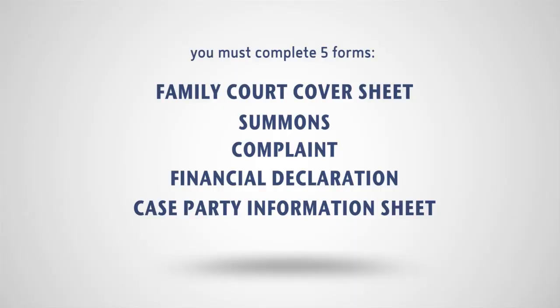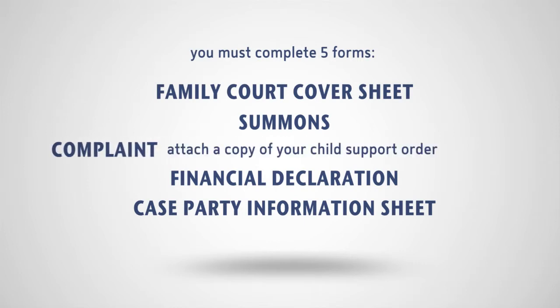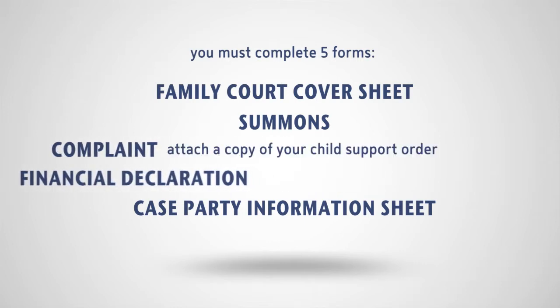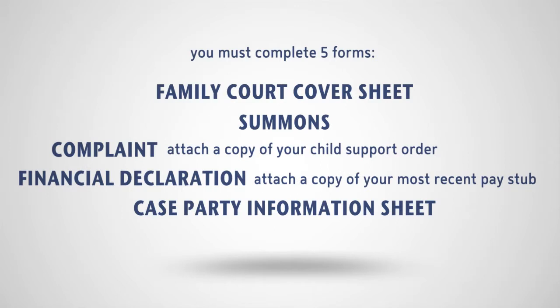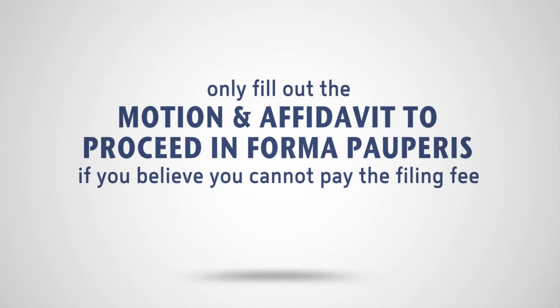So let's review. You must complete 5 forms: Family Court cover sheet, summons, complaint, financial declaration, and case party information sheet. If you are asking for a modification, you must attach a copy of your child support order to the complaint. You must attach a copy of your most recent pay stub to the financial declaration. You only fill out the motion and affidavit to proceed in forma pauperis if you believe you cannot pay the filing fee and want to ask the judge to waive the fee.